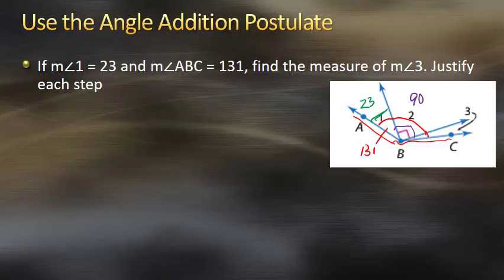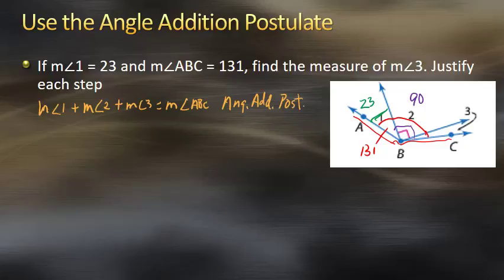So let's start, though. We're going to justify each step. And we're going to start this way. The measure of angle 1 plus the measure of angle 2 plus the measure of angle 3 equals the measure of angle ABC. And my justification of this is the angle addition postulate, which I'm going to abbreviate. And that's what we're setting out to do, is use the angle addition postulate.